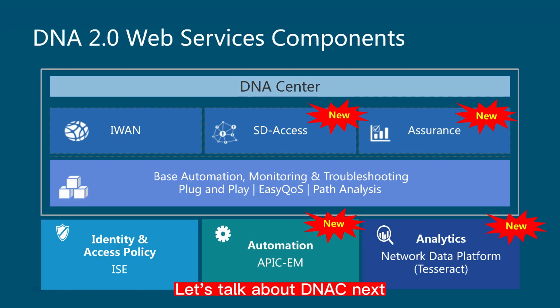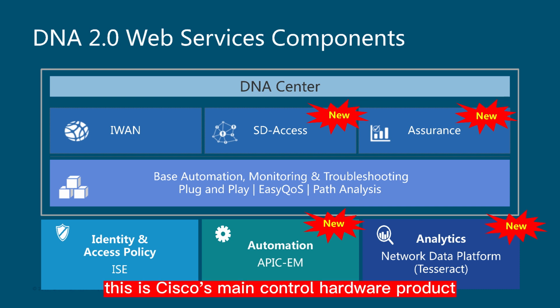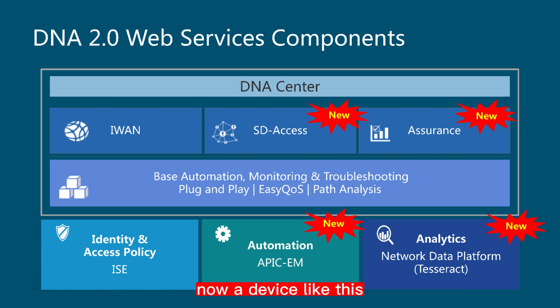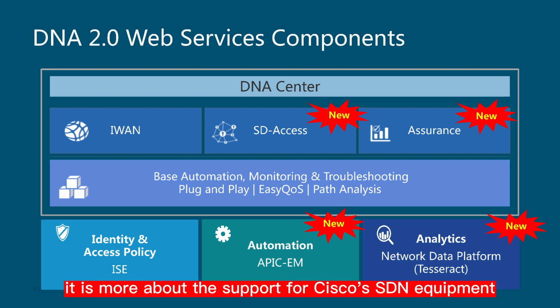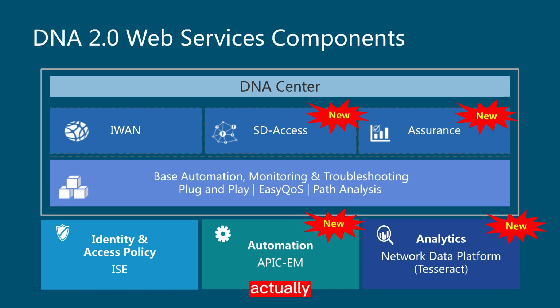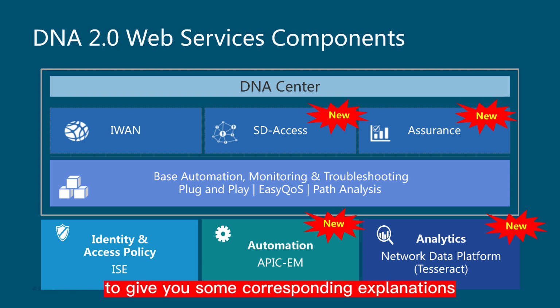Let's talk about DNAC next. It is called DNA Center. This is Cisco's main control hardware product, a device that is more about support for Cisco's SDN equipment. Actually, for you at this stage, first of all, you can't understand it, and secondly, there are no scenarios to give you corresponding explanations. But I can tell you a few of its functions.